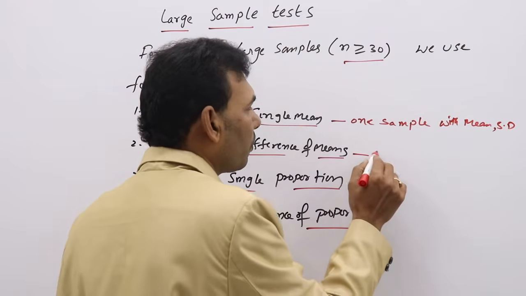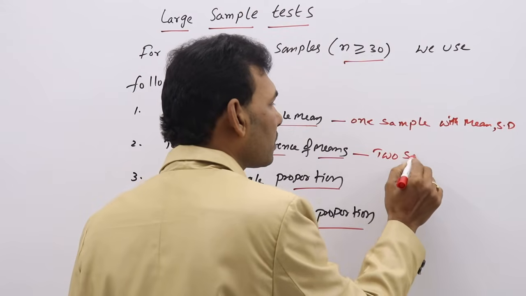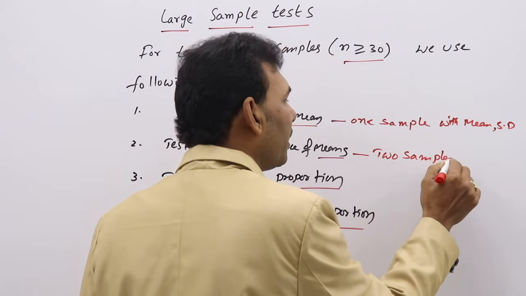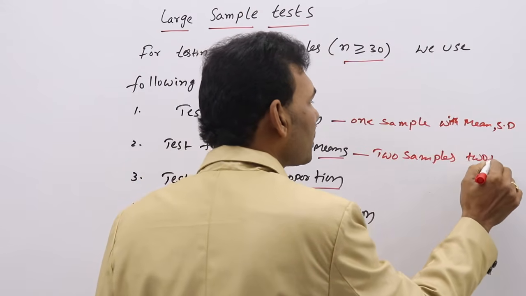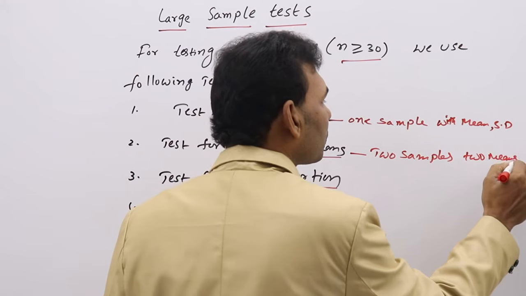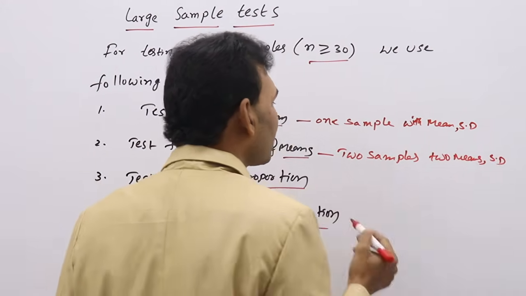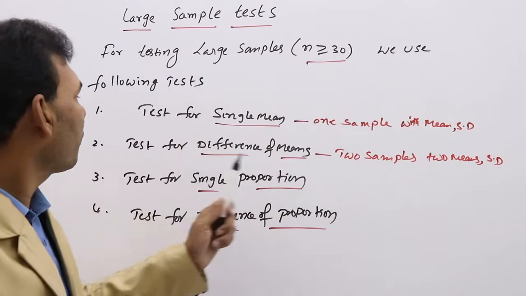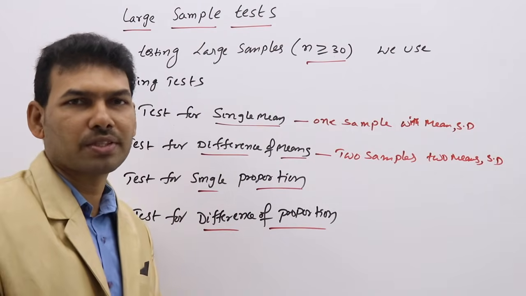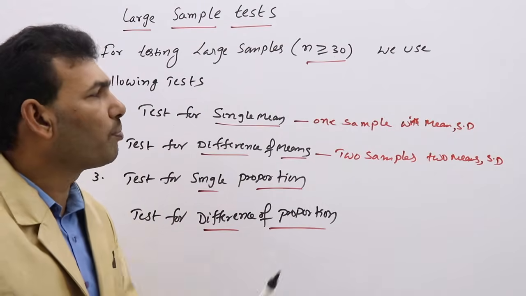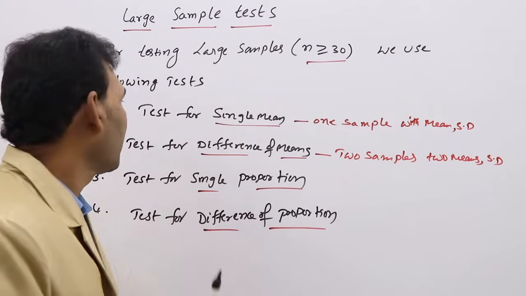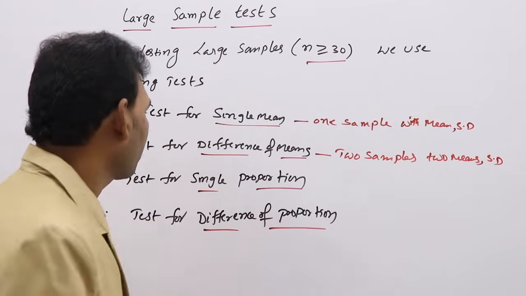If you have 2 samples and 2 means, and SDs, we apply the difference of means test. You should have 2 sample sizes to apply the test for difference of means.